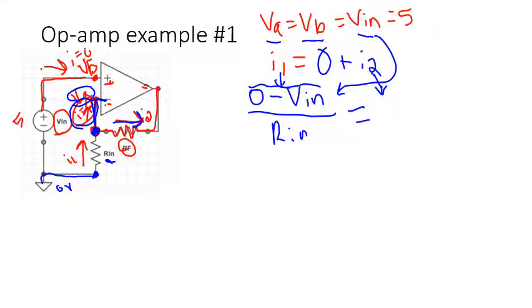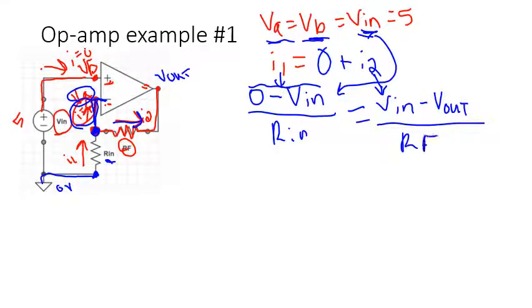I2, based on its arrow, starts at VA, which again is equal to VB, which is equal to VN. So it starts at VN and goes to some voltage over here, which I'm going to call Vout, the voltage at the output of my op amp, which is normally what I'm always trying to solve for, over RF. That was my feedback resistor here.